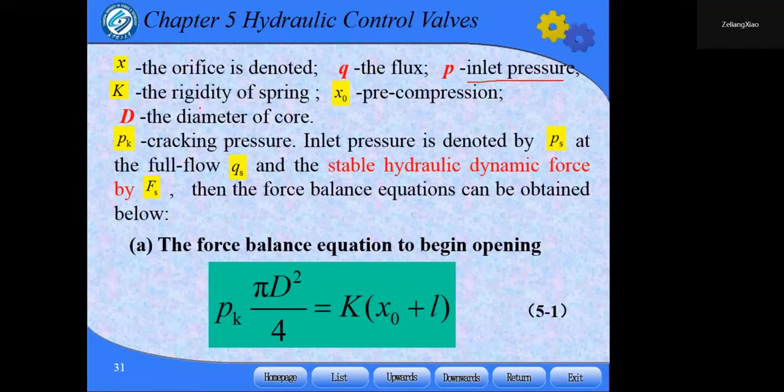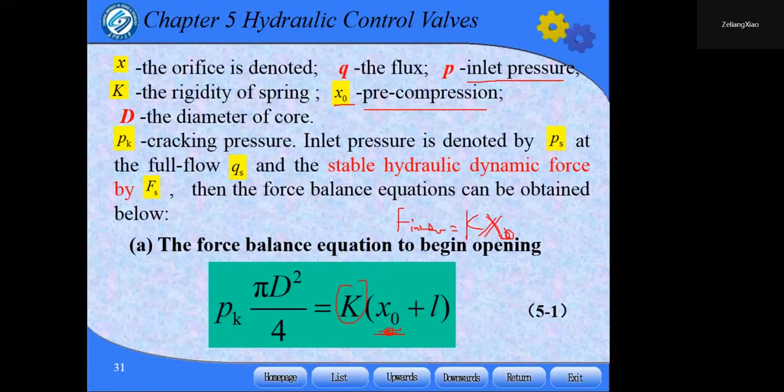K is the rigidity of the spring. X0 is the pre-compression. The pre-compression means that in the constant position, the spring is compressed by the distance, the displacement X0, and the initial force occurs. The initial force equals K multiplied by X0.